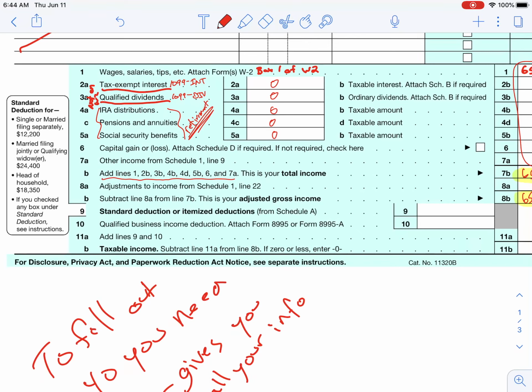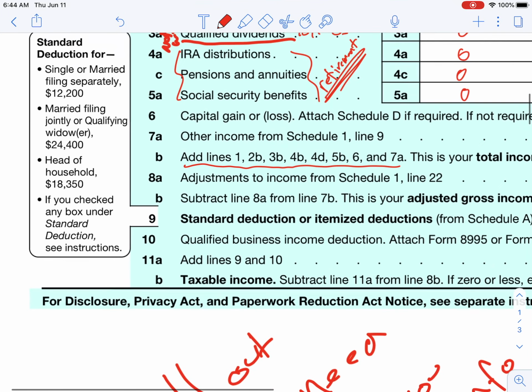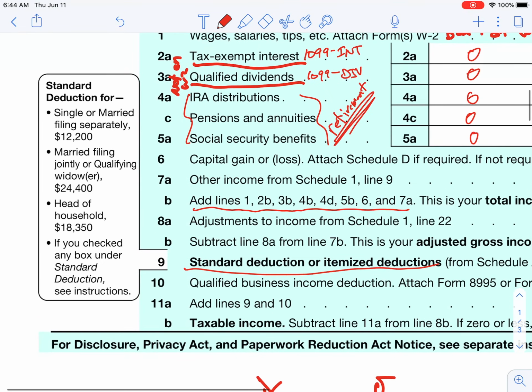All right? What the government does is they throw you a bone every now and then, and this is one of those times. They give you what we call a standard deduction. A standard deduction is a deduction that you can take no matter what. So they're allowing you to lower the income that you show, which means you're going to be paying less taxes. And you see here, they do that in this box.